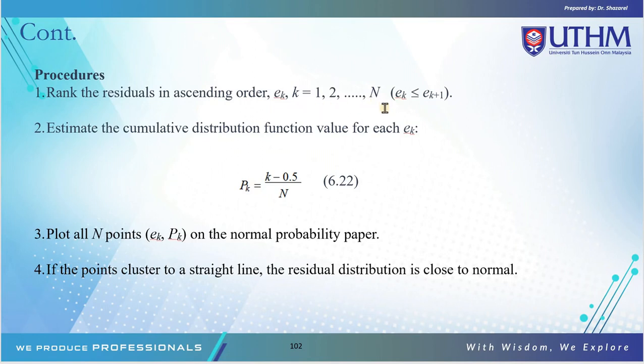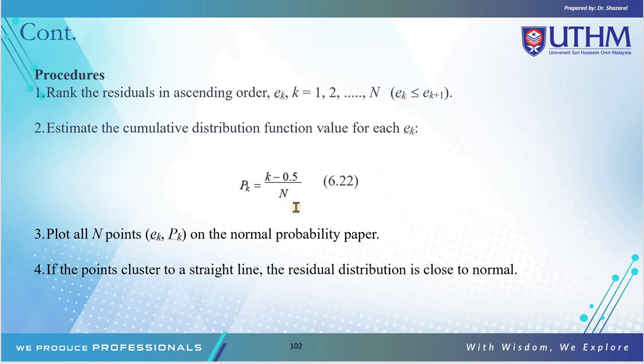So because this one is already ordered, we denote it as EK, not the epsilon from just now, because epsilon is the overall residual. But now that we have ordered the rank, we denote it as EK. K is the ranking of the residual, so we compute K minus 0.5 divided by n, which is the number of observations, or in this case the number of residuals.